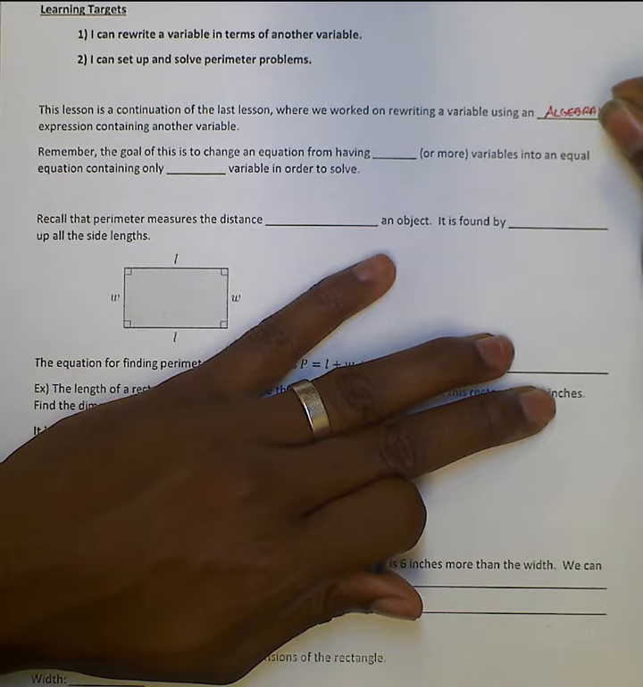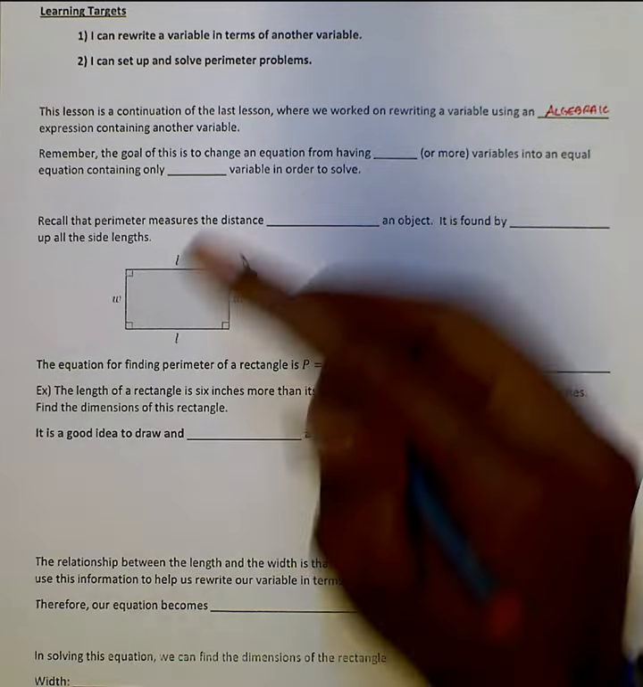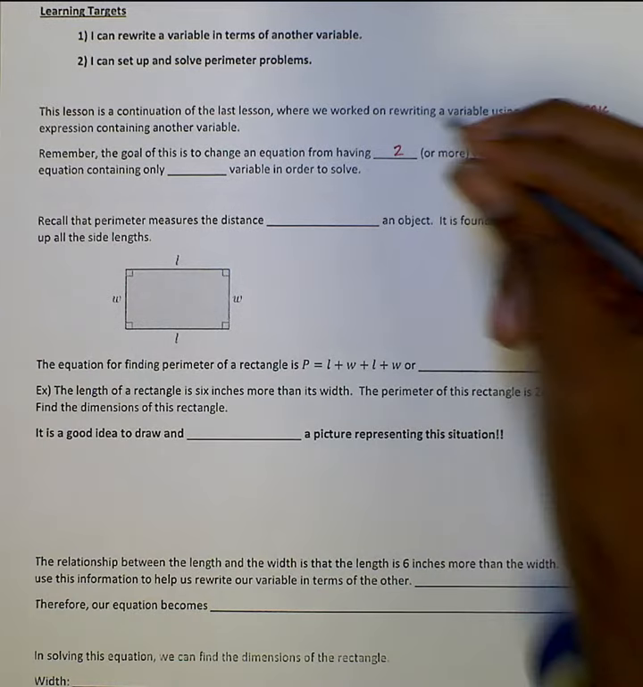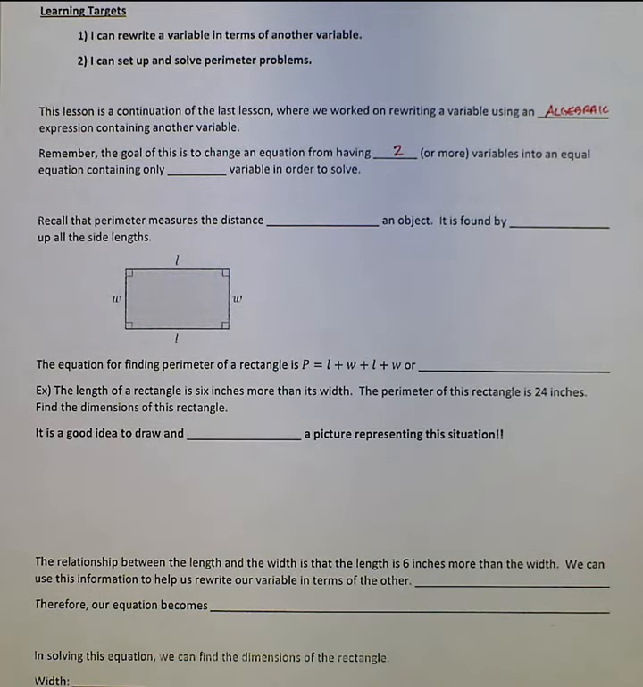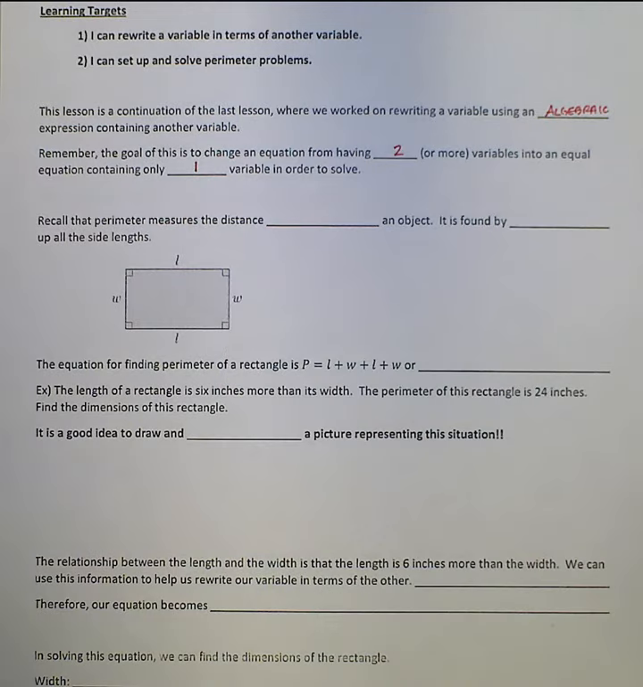Remember, the goal of this is to change an equation from having two or more variables to an equation containing only one variable in order to solve it. We cannot solve one single equation with multiple variables in it. So what we're trying to do is find a common link in order to adjust how we write it so we can make it solvable.